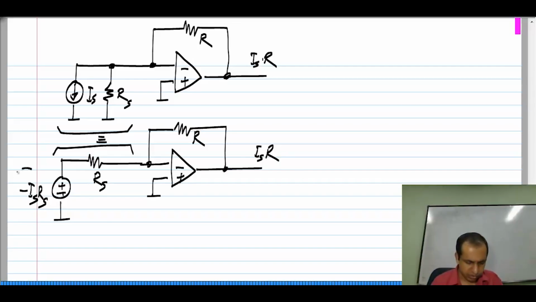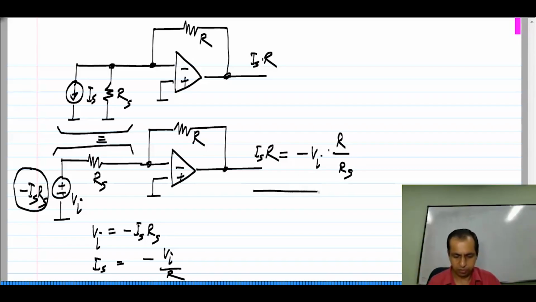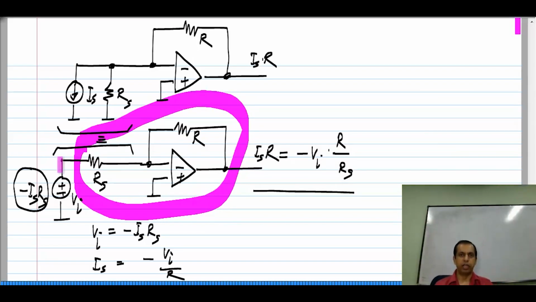And if I replace this minus Is Rs by Vi, okay, I think of this circuit with a voltage input Vi and some resistance Rs which is connected to it. Okay. Then Vi will be minus Is Rs and Is will be minus Vi by R. Substituting that in here, I will get the output voltage to be minus Vi times R by Rs. Okay. Now, this circuit is known as the inverting amplifier.